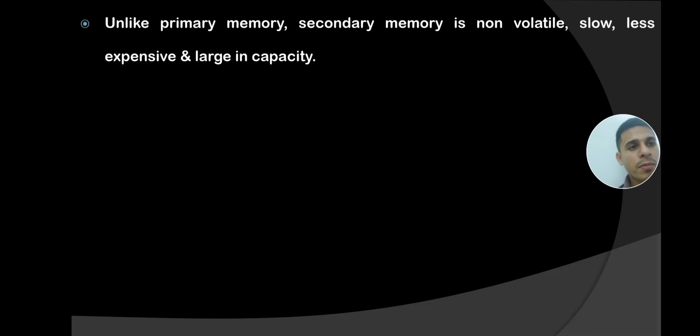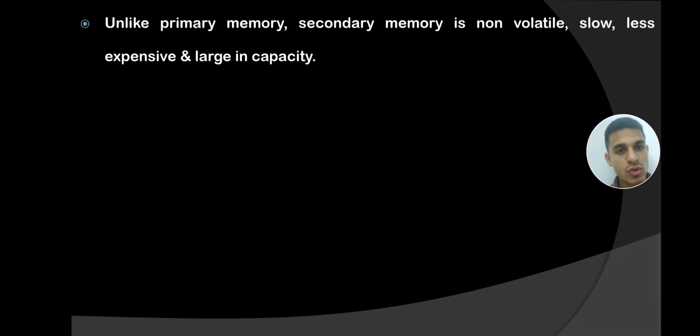If we are comparing in terms of speed, then primary memory has more speed compared to secondary memory. And in terms of expense, primary memory is more expensive than secondary memory. Why? Because primary memory has less storage capacity and the cost is high, whereas secondary memory has more storage capacity, so when we compare capacity and cost, the cost of secondary memory will be less compared to primary memory.